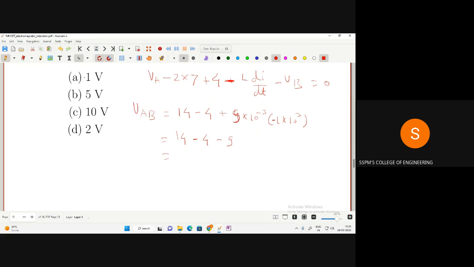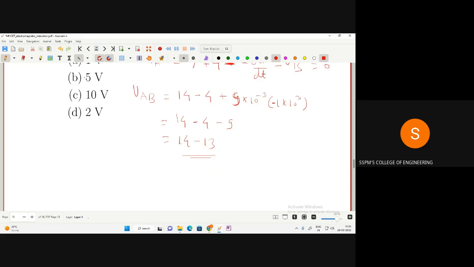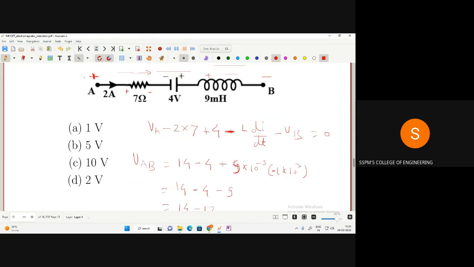हे काय येणार बघा, 14 minus 13 येणार आहे. आणि VAB is equal to 1 volt येणार. 14 minus 13 is 1. So option A is the correct option.